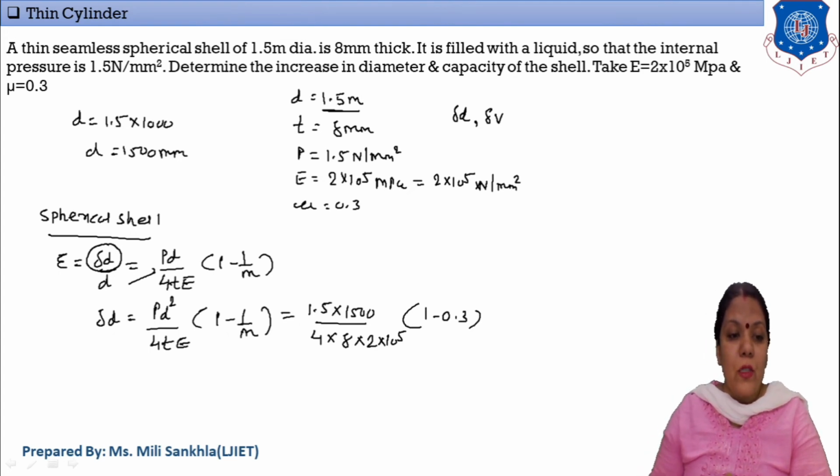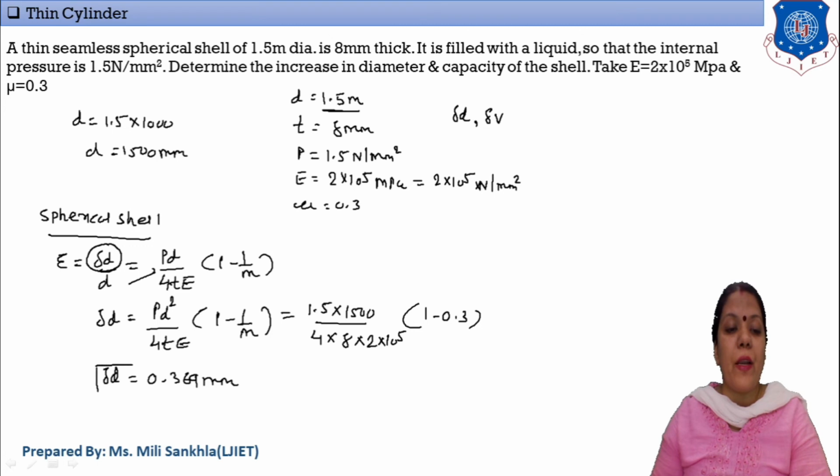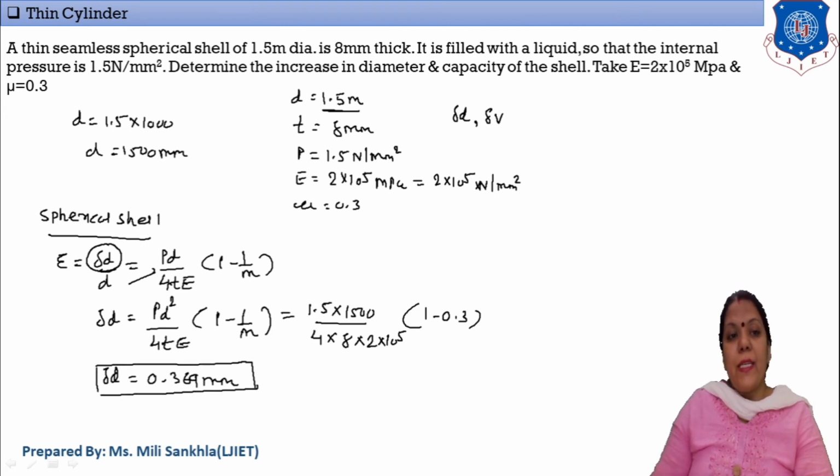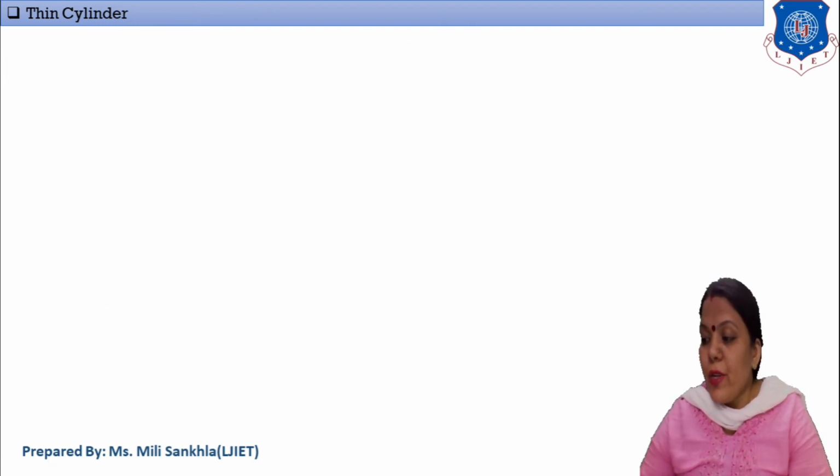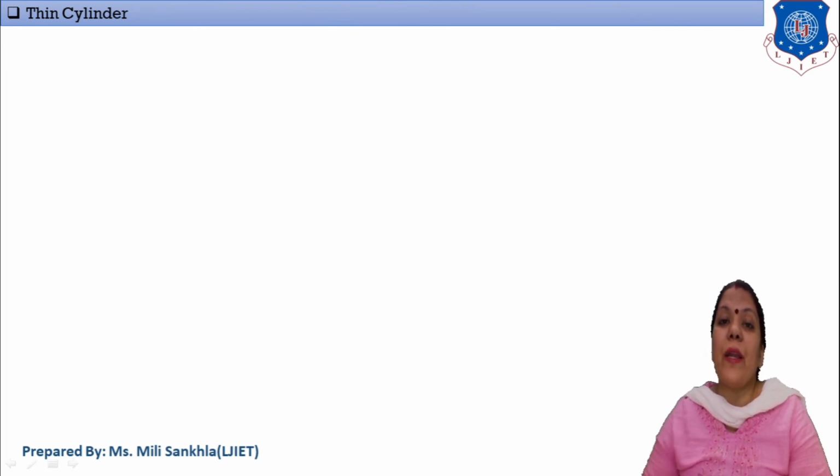Now my first answer, change in diameter for spherical vessel, is equal to 0.369 mm. Okay, here we find out the first value, this change in diameter. Now the second value we find out, that is the capacity of the cell. That means here we take the change in volume.